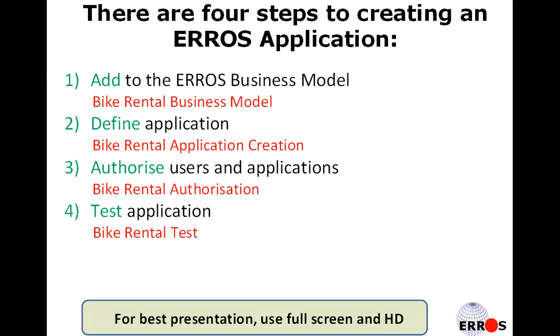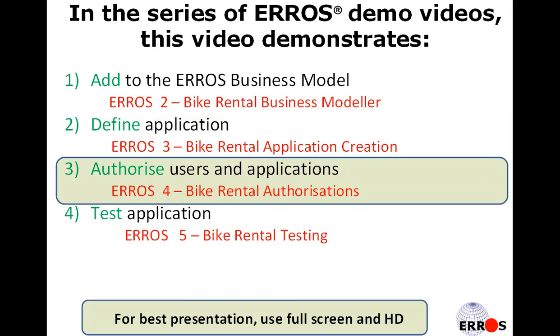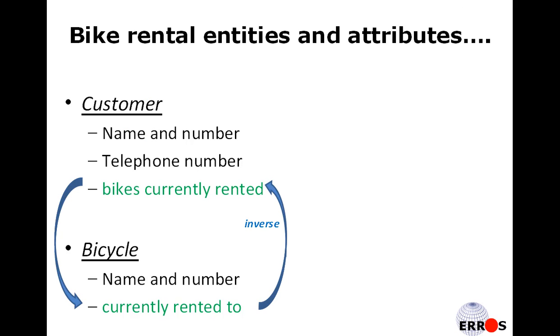There are 4 steps to creating an ERROS application. You have already completed the extensions to the business model. This video shows you how to build the application, and also how to authorize the application. This is the business model that has been created. This will allow the user to record the models of bicycles in stock and record the customers that rent them. There are 2 entity types, customer and bicycle, the first with 3 attributes and the second with 2.